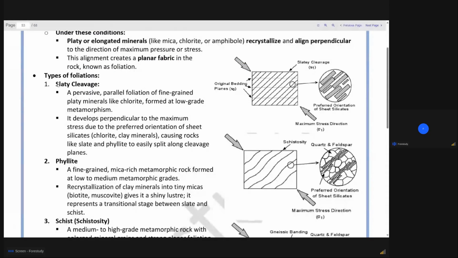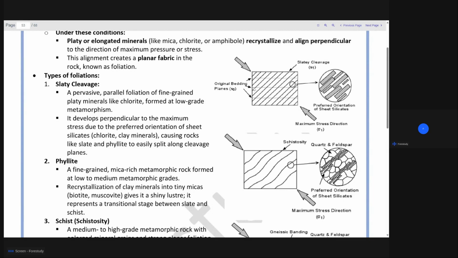It develops perpendicular to the maximum stress due to the preferred orientation of sheet silicates, causing rocks like slate and phyllite. Slate and phyllite are more or less the same, but phyllite has a shine, whereas slate has a blackish texture. Slate is easily split along the cleavage planes. So it will split along the cleavage planes.